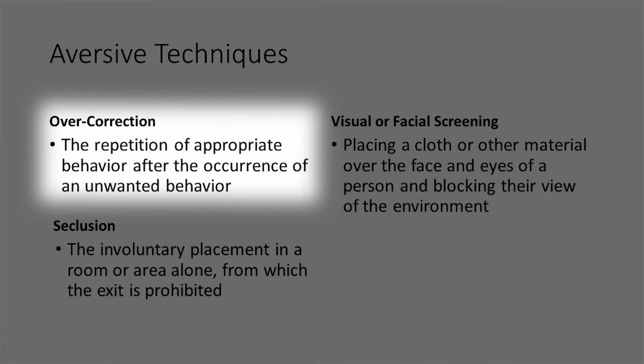Overcorrection. This is the repetition of inappropriate behavior after an inappropriate behavior has been seen. I used to work with someone who walked with crutches, and she would at times hit her crutch on a door jamb, and her guardian didn't want her to damage the door jambs. So she would have her walk through the door jamb 10 or 20 times as a punishment after she had hit the door jamb. This is overcorrection.